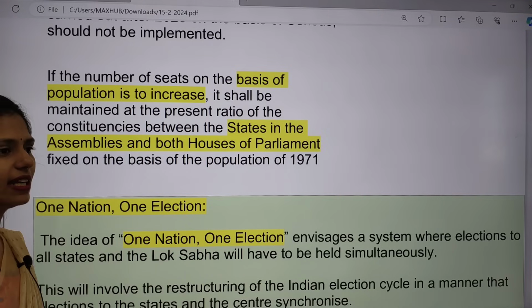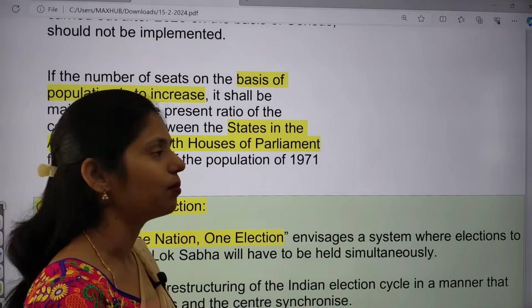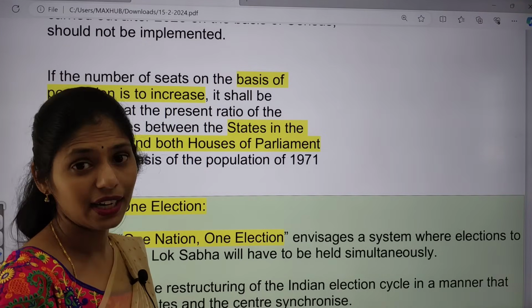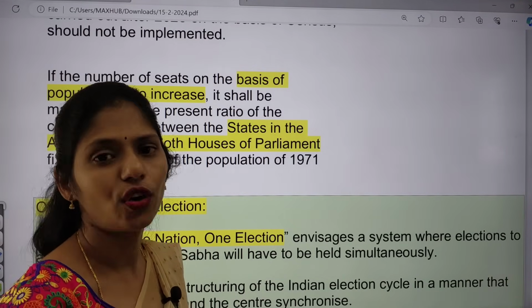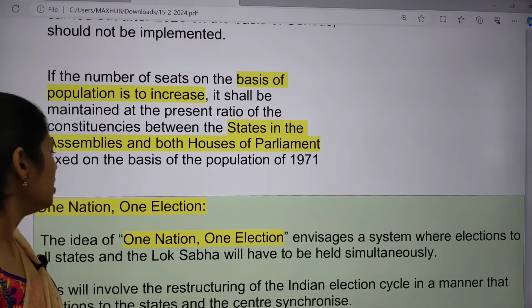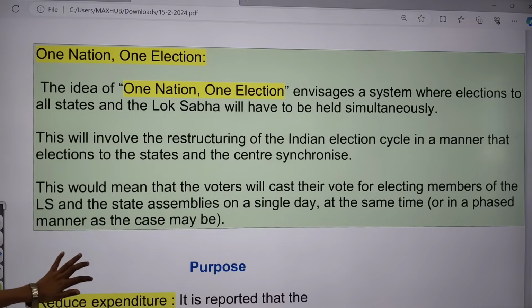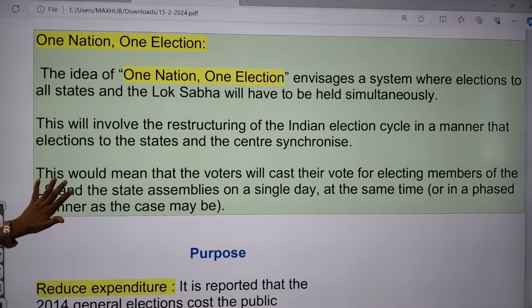So as per this 1971 data, we have the number of constituencies now. Delimitation process is nothing but redrawing of constituencies according to the population. So now let us see what is this concept of One Nation, One Election. One Nation, One Election is also called simultaneous elections.